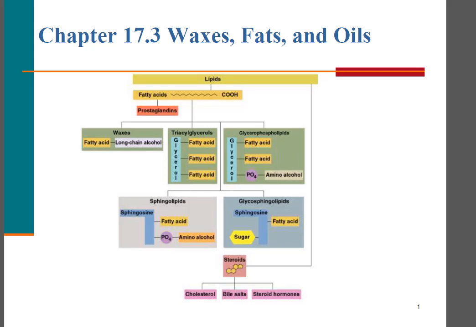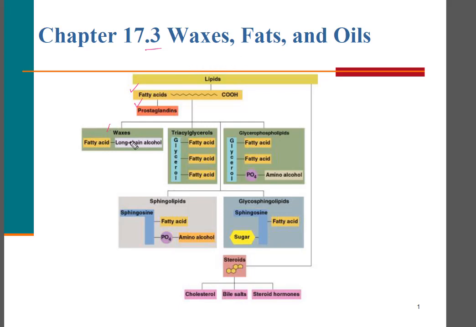Okay, welcome to the second video on lipids, chapter 17. The first video we covered sections 1 and 2. Here we are, section 17.3. In the first video we talked about fatty acids and prostaglandins. And so now we will be talking about fats, waxes, and oils.